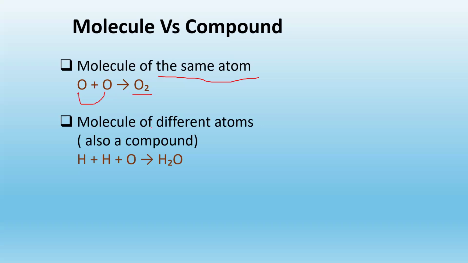Next, molecules of different atoms. Here, hydrogen and oxygen combine to form H2O. This is a molecule and also a compound because it contains different types of atoms chemically bonded.